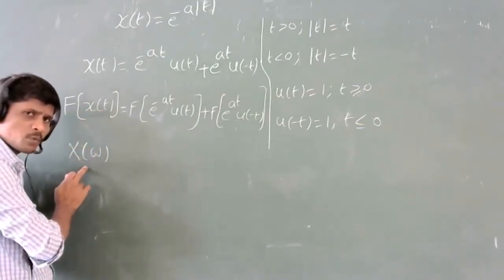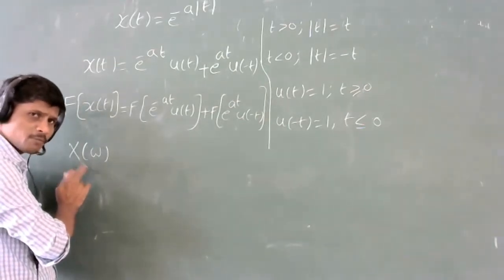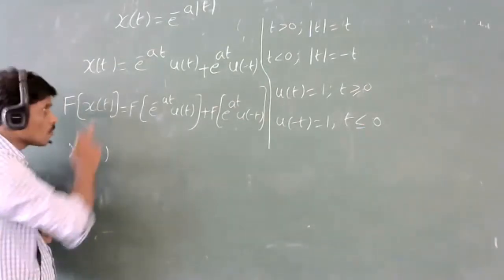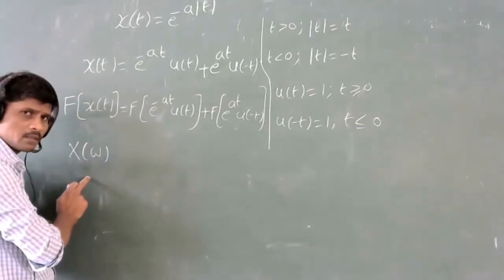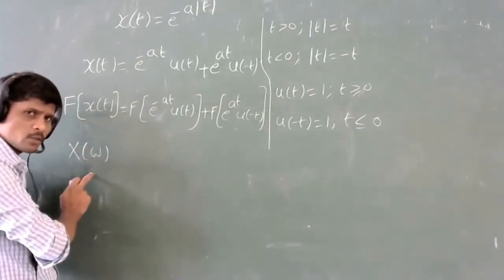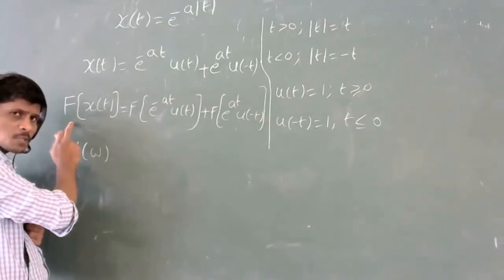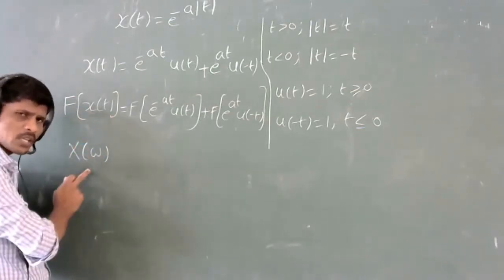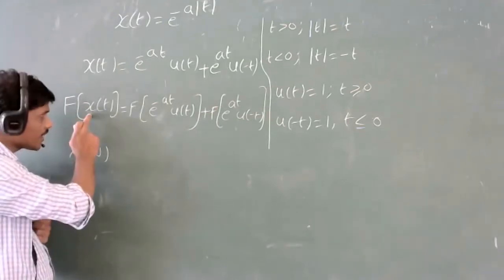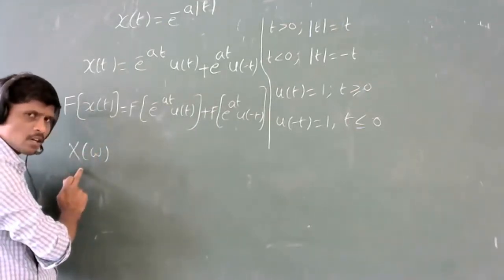The Fourier transform of the time domain signal is equal to the frequency domain signal. What is the meaning of the Fourier transform? It defines the relationship from time domain to frequency domain. What is the meaning of this operator? Transformation. Transforming time domain to frequency domain. Okay. The Fourier transform of x of t is x of omega.